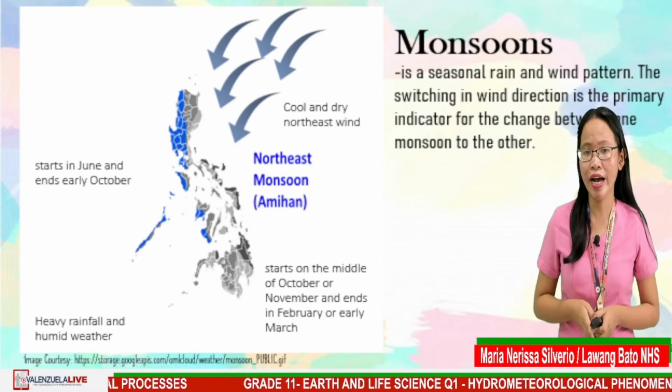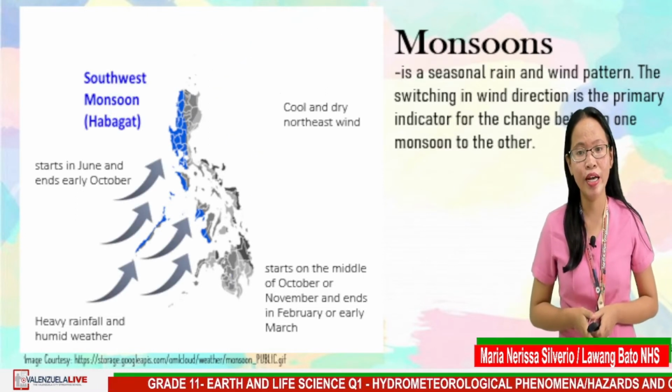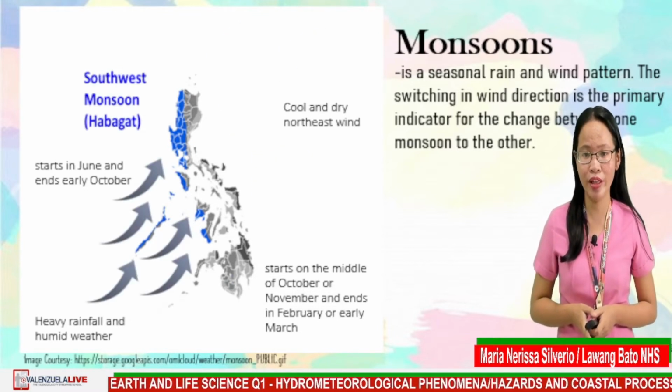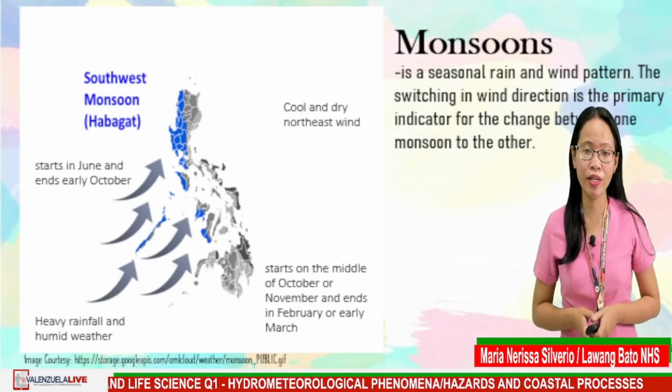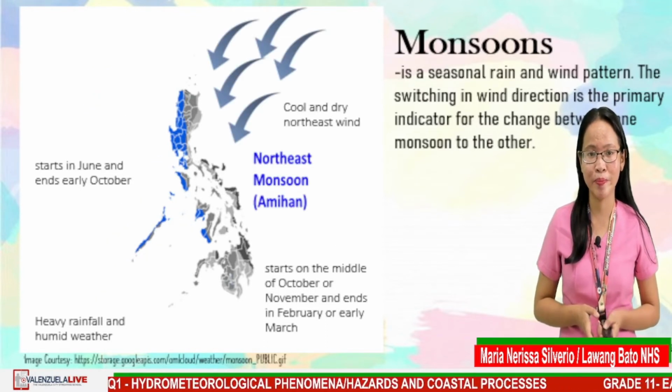On the other hand, hanging habagat is known as the southwest wind, characterized by frequent heavy rainfall and humid weather. It typically starts in June and ends in early October.